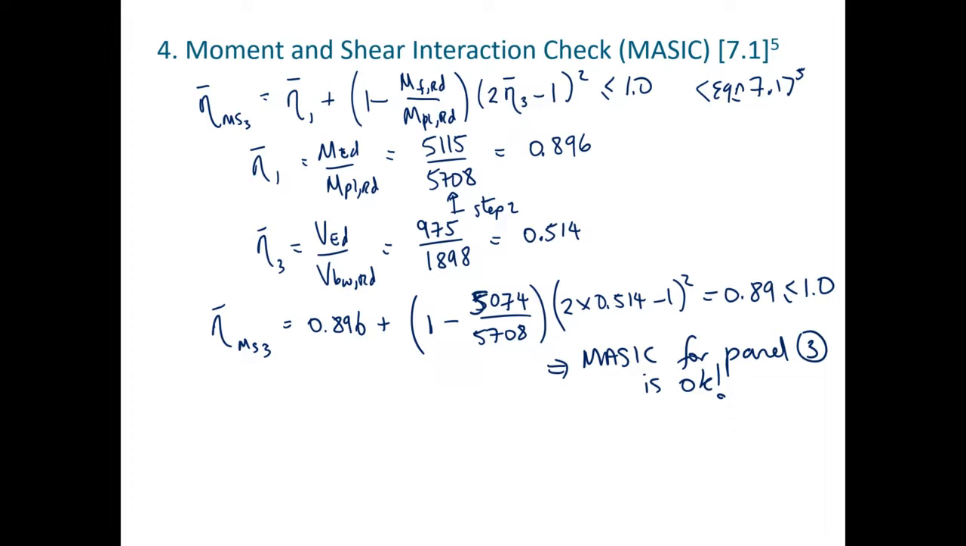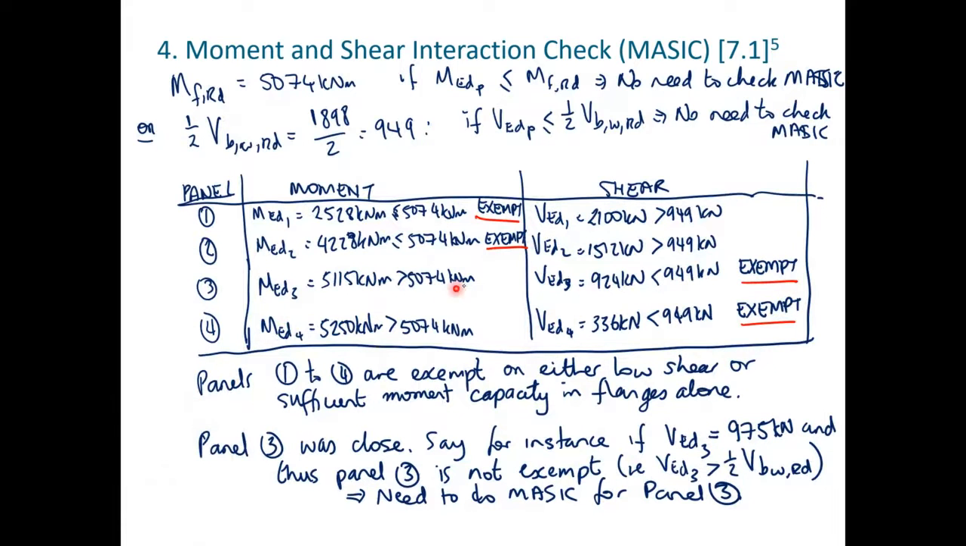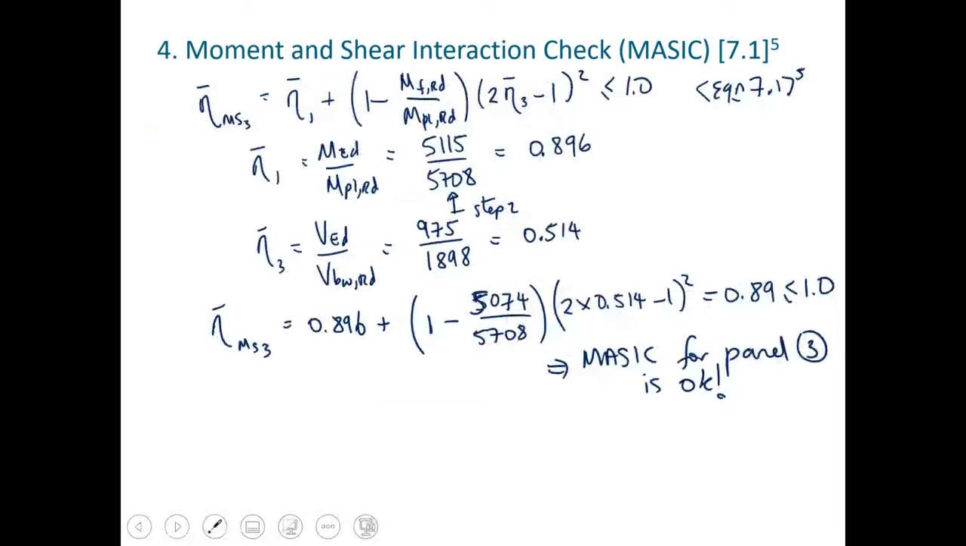Okay, so if we had to do it, it's not a big deal to do it, it's just another step. So I increased the shear demand for panel 3 just to highlight how you would have to check it for moment and shear interaction, if you weren't exempt under moment. So in this case, say panel 3 wasn't exempt under moment, and so that we weren't exempt under shear, we increased the demand to 975, just so we could show how we do the moment and shear interaction check.